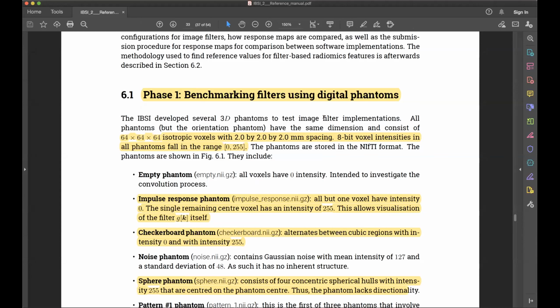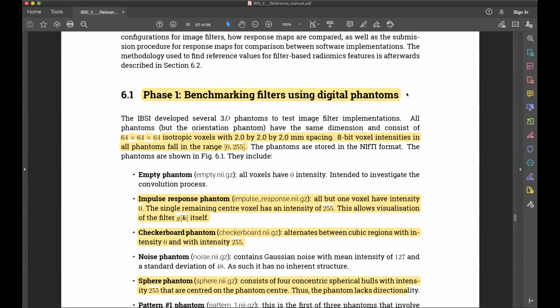So the next part is about defining and discussing a bit about the test and the phantoms that we use to produce the results for IBSI 2 phase 1. So what Alex has discussed and some things that also Vincent discussed. Since this reference manual is online and very well detailed, I'll jump right into it and discuss quickly the different tests and what they mean and the implications.